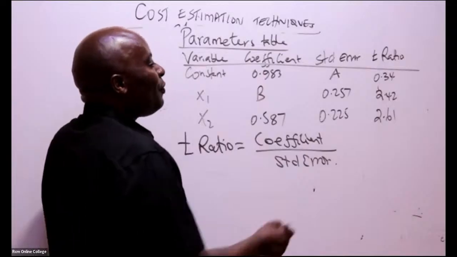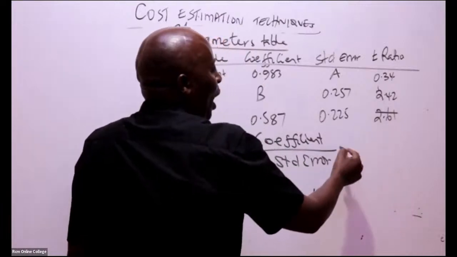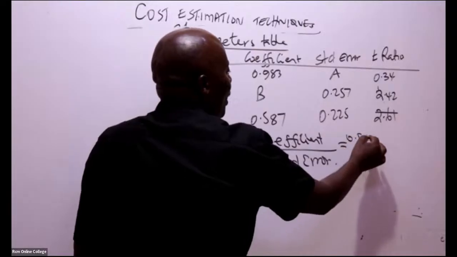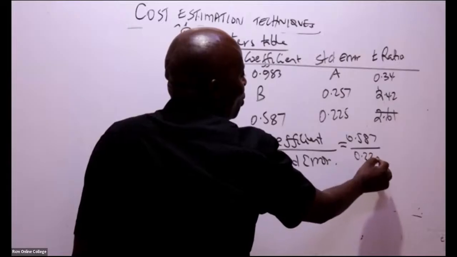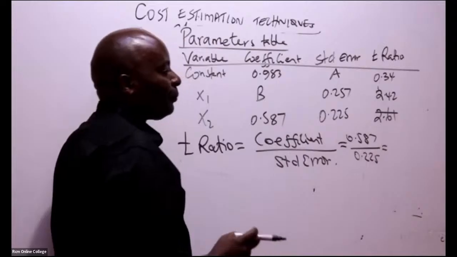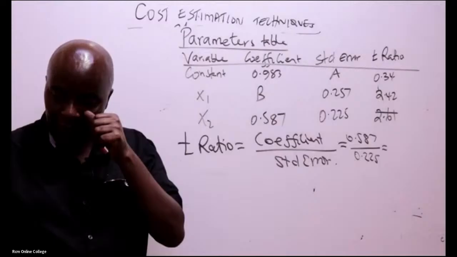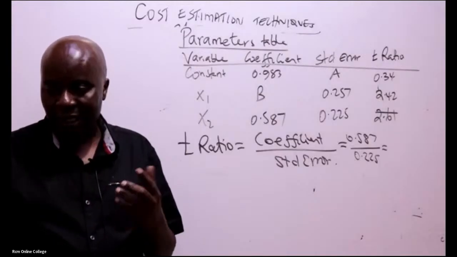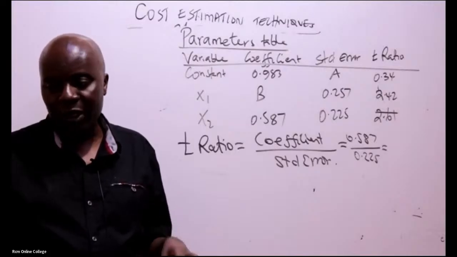So for example, if this one here was missing, and somebody wanted us to calculate this T ratio, how would we have gotten it? We would have taken this coefficient, which is 0.587, divided by the standard error. The standard error is 0.225. Can somebody confirm that you're going to get an answer which is close to this? 0.587 divided by 0.225. It doesn't have to be exact, there are rounding off errors. 2.608. So it is 2.61, isn't it?